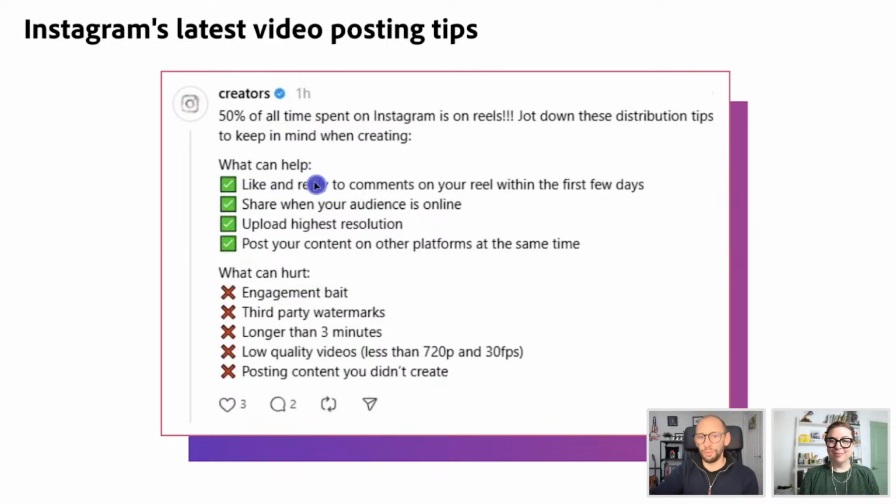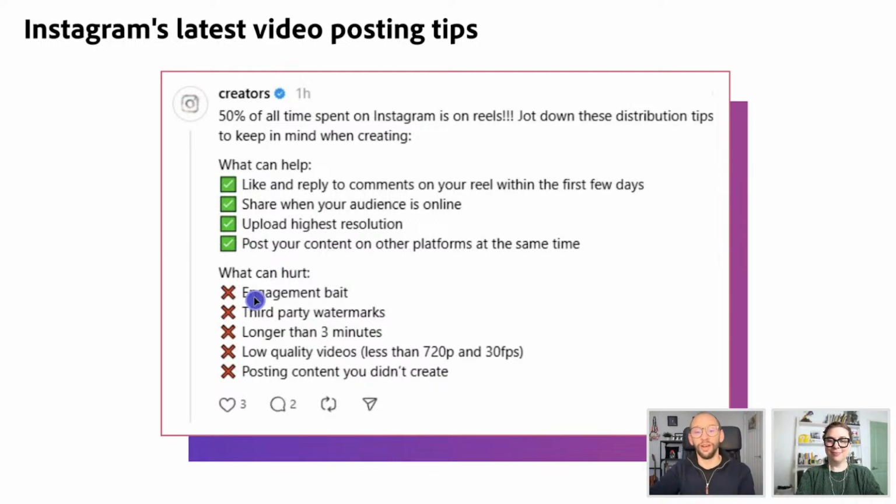What can help? Like and reply to comments, share when your audience is online. We looked at best time to post, upload highest resolution, makes sense. Post your content on other platforms at the same time. Now, I think this is possibly a bit of a stretch, really. This really is not going to make your content go any better. Instagram wants you to promote the same content across multiple different platforms. Either way, I think it's a good thing, but is it going to help your reel do better? Not really. So I think that's an interesting one.